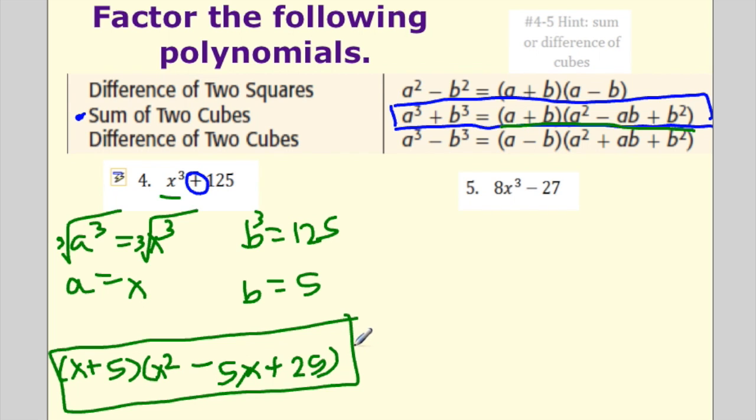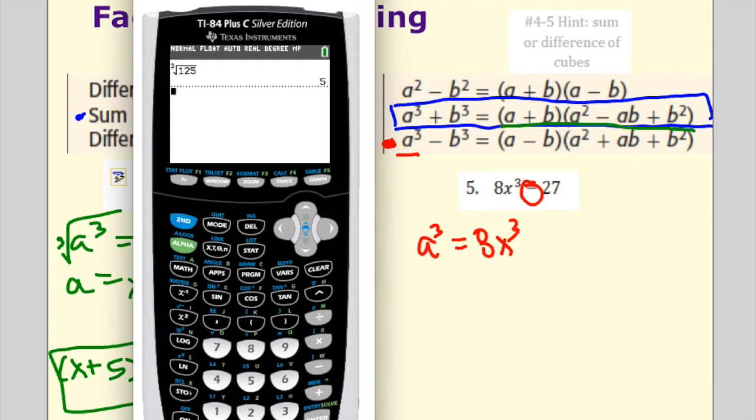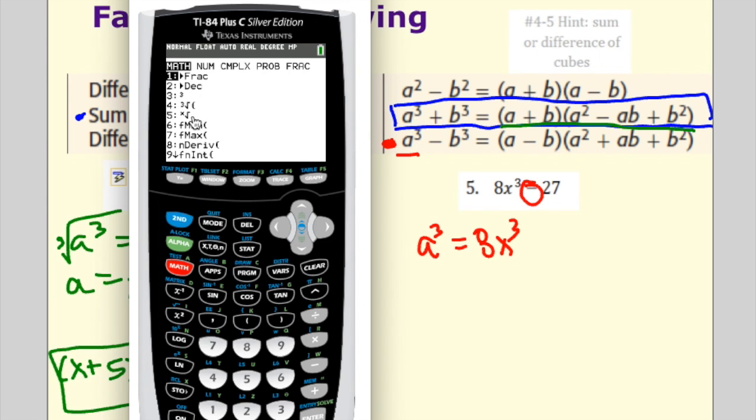Okay, I move on to number 5. I see, once again, 2 pieces, and I see perfect cubes. It's subtraction, which tells me I'm going to have to use this equation. So let's just try it. a cubed, which is the front piece, is equal to 8x to the third. Once again, maybe you don't know what the cubed root of 8 is. So I go math, I go down to number 4, I type in 8 and hit enter, and it is 2.